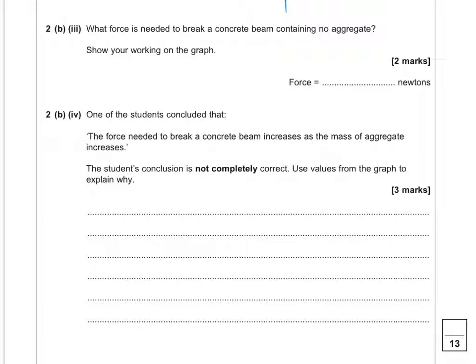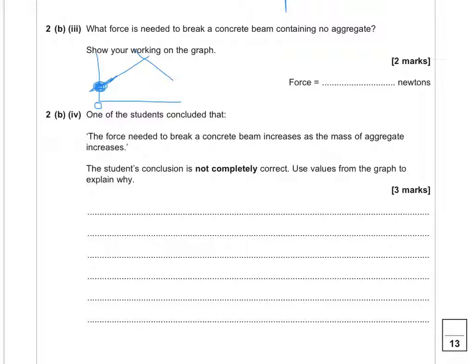Okay, the next part of this question requires you to read the graph and say what the graph is showing. So question 2b3, what force is needed to break a concrete beam containing no aggregate? Well, if you remember, the graph looks like this. We drew 2 lines of best fit like that. 0 aggregate will be there, so what you'll need to do is draw your line, extend it so it crosses the y-axis, and then that will be the point that you write down.